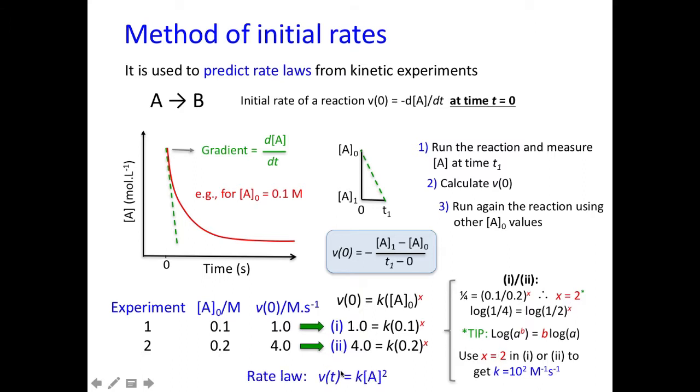And now the rate law: this is a second order reaction because x is equal to 2. So we would have 2 here. We can generalize this expression for any time, and Vt is equal to k multiplied by the concentration of A to the power of 2. So this would be the rate law according to the method of initial rates applied to this specific reaction.